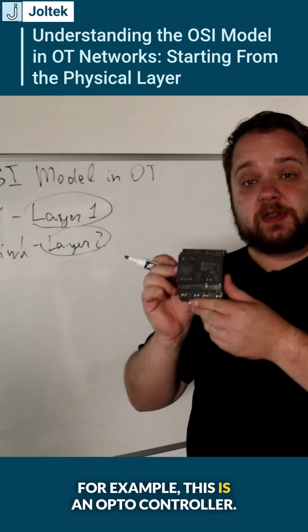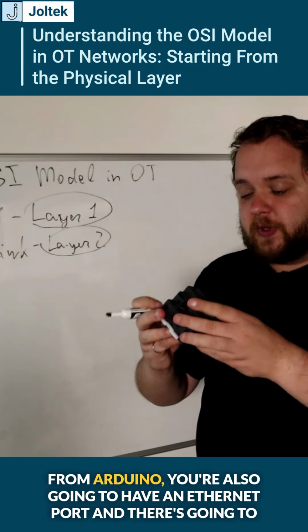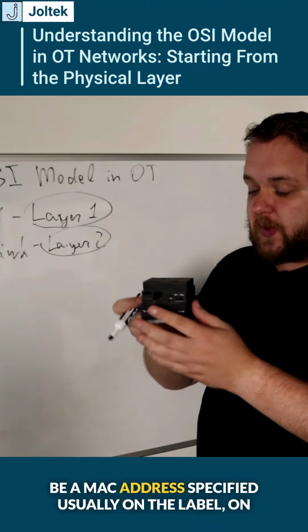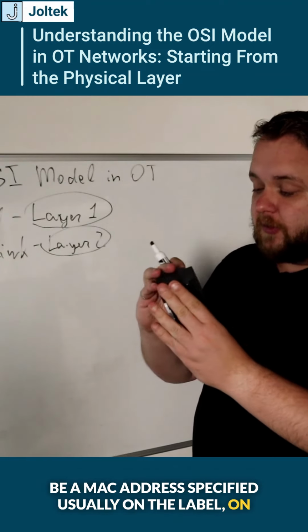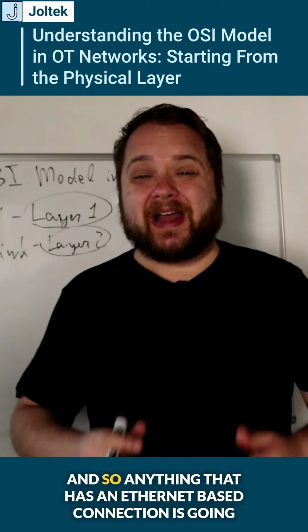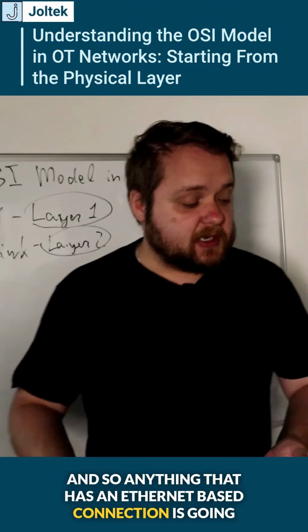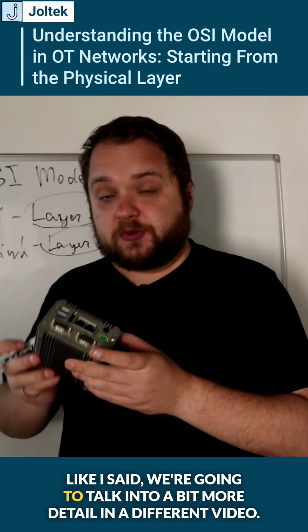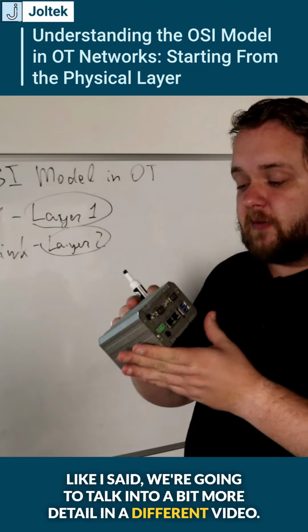For example, this is an opto controller from Arduino. You're also going to have an Ethernet port, and there's going to be a MAC address specified, usually on the label on the side or on the front of that specific item. And so anything that has an Ethernet-based connection is going to have basically a MAC address. Like I said, we're going to talk in a bit more detail in a different video.